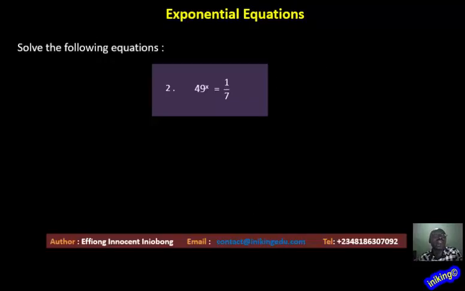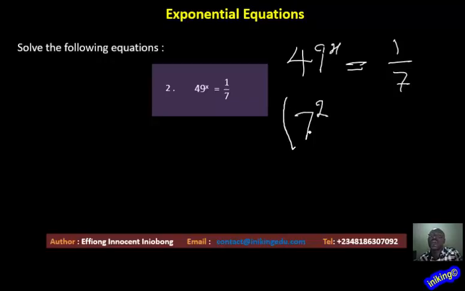Here we have 4 raised to power 9 is equal to 1 over 7. If I look at this, oh, 49 raised to power x, sorry about that, is equal to 1 over 7. So, okay, I look at the left hand side, 49, I look at the right hand side, 7. Yes, 49 can be expressed as 7 raised to power 2. I say, okay, I think I'm comfortable with that.